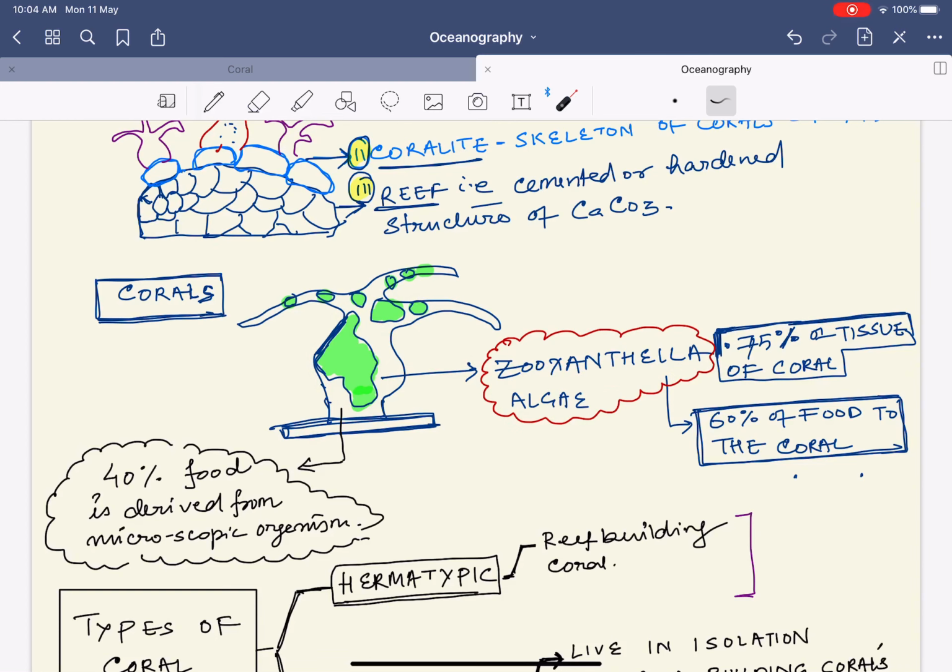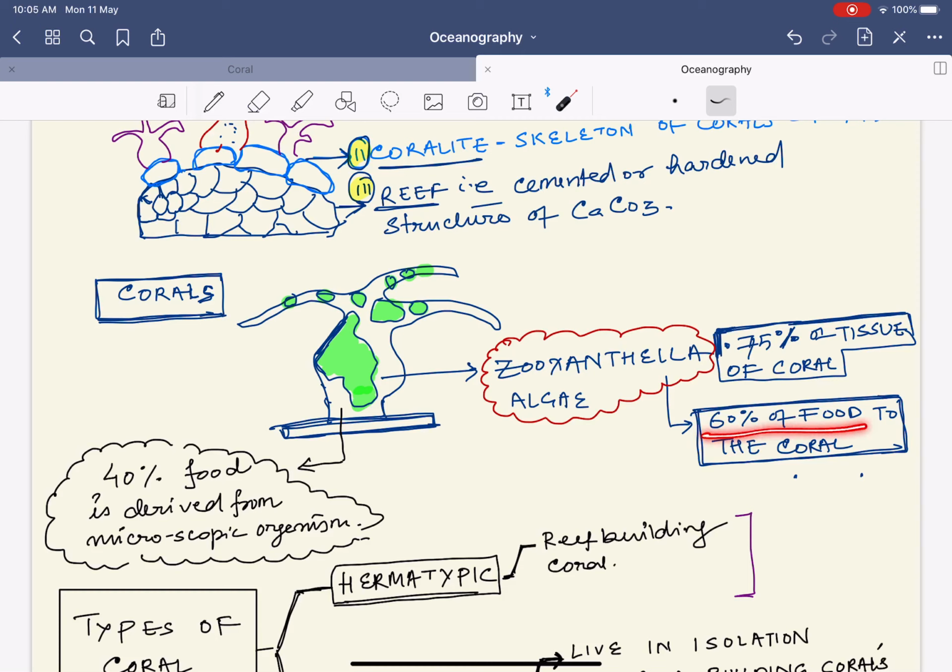Read it anywhere, basically in your Shankar IAS, a detail has been given about the zooxanthella. But understand this. Number one is that 75% of the tissue of the corals is constituted by this zooxanthella. Means if you cut a coral into pieces, 75% of the part of the coral is zooxanthella, and only 25% is nothing but the coral, the white structure or the skeleton of the coral.